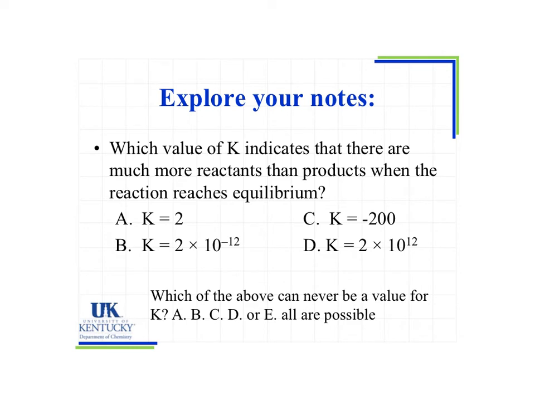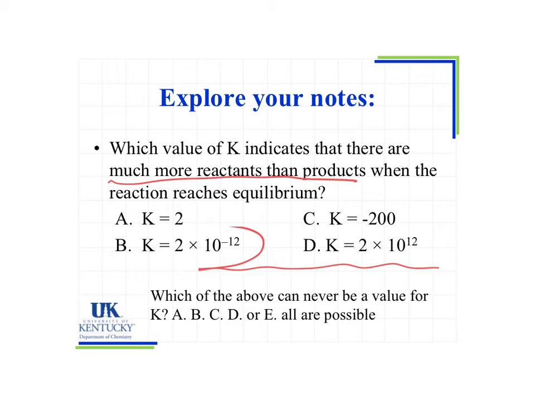Now, K tells you something about the equilibrium. It tells you once equilibrium is established whether you have more products or more reactants. So I want you to select the one that shows that you have much more reactants than you have products. And don't ignore what's below, okay? You're just considering what's above right now. Now, if you have much more reactants than products, then you have a very small K.